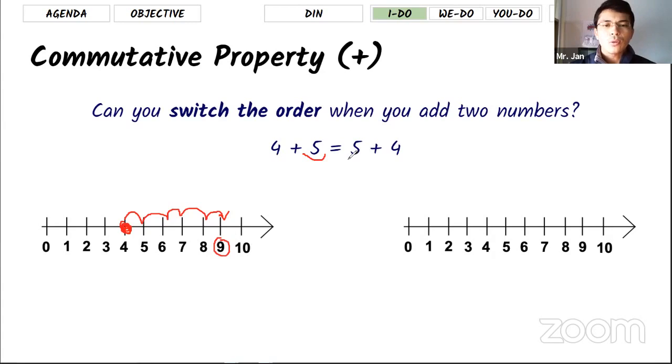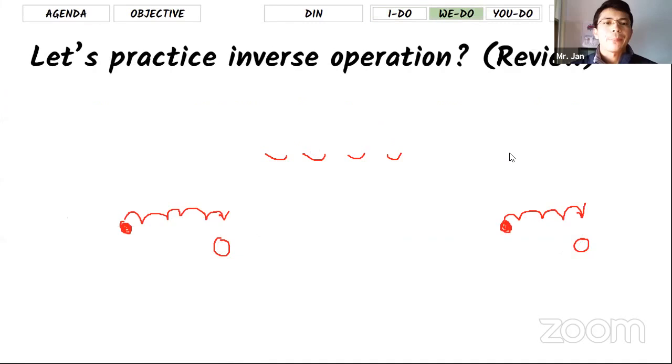And then let me do the other side of this equal sign. Is the result going to change? Let's see. Because the 5 comes first, I need to locate the 5 first. The second number is adding 4, which means 4 units to the right because of the addition operation. Your final destination again will be 9, which means the result will not change if you switch the order when you add two numbers. Okay? And let's move on.